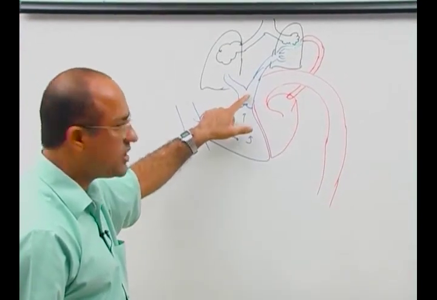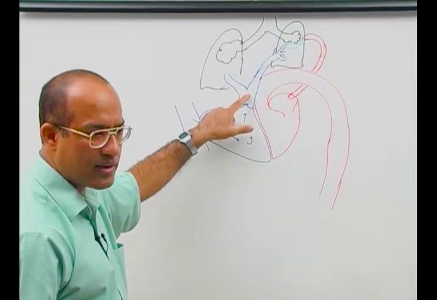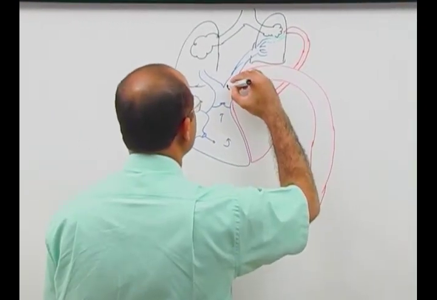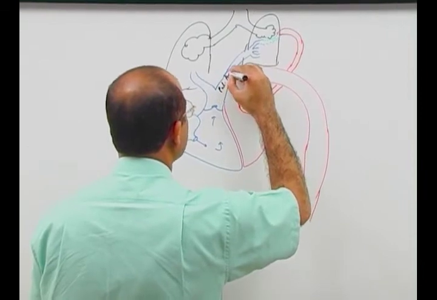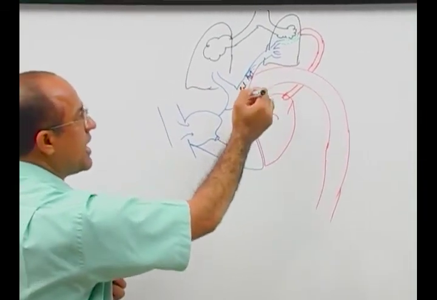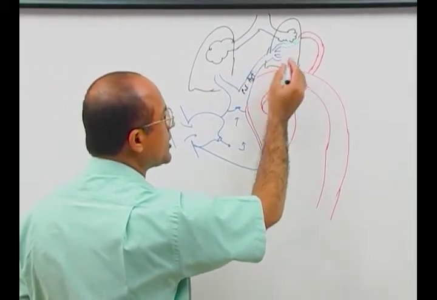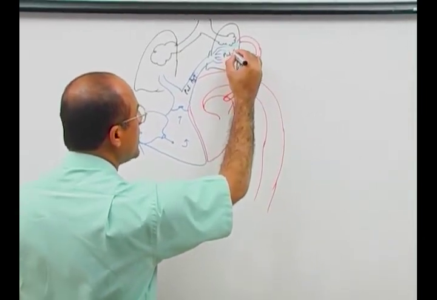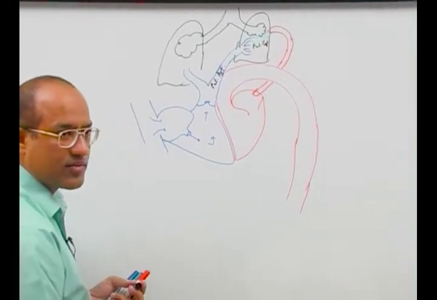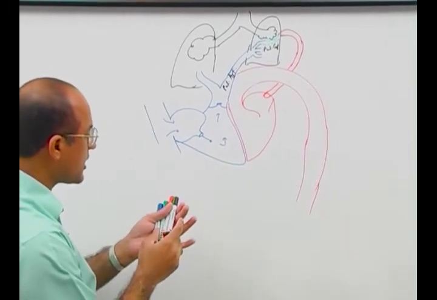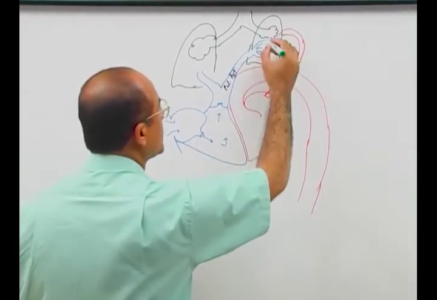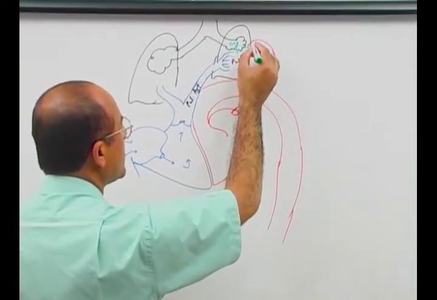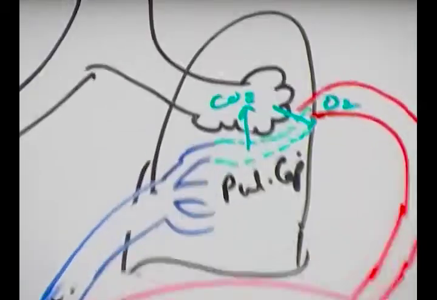The pulmonary artery is taking the blood to the lungs. And then the pulmonary arterial tree breaks down into, what is it? Pulmonary capillaries, right? And through the pulmonary capillaries, you must know that carbon dioxide is lost to the lungs and oxygen is gained, right?